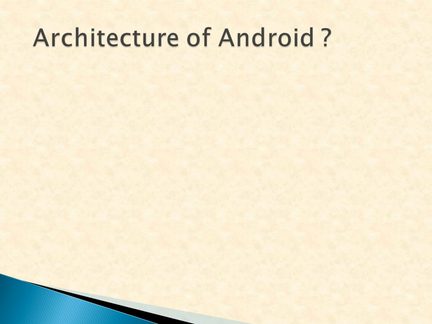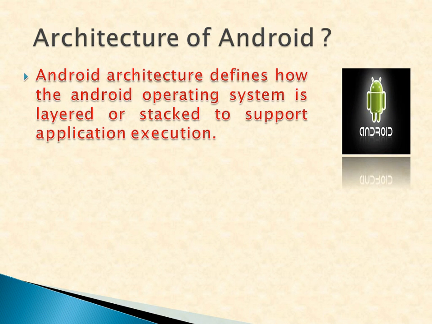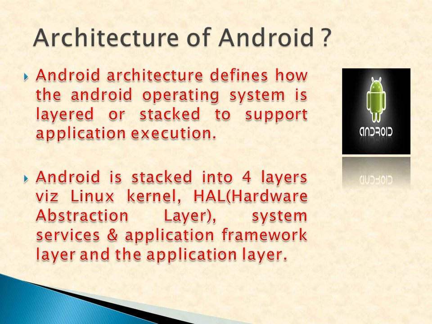So what is the architecture of Android? Android architecture defines how the Android operating system is layered or stacked to support the application execution. The architecture is defined by using a layering structure, and there are 4 layers in the Android stack. These layers are named as the Linux kernel layer, which is the bottom layer in this architecture. Above it, the hardware abstraction layer, that is HAL, the system services and application framework layer, and finally the topmost layer is the application layer.